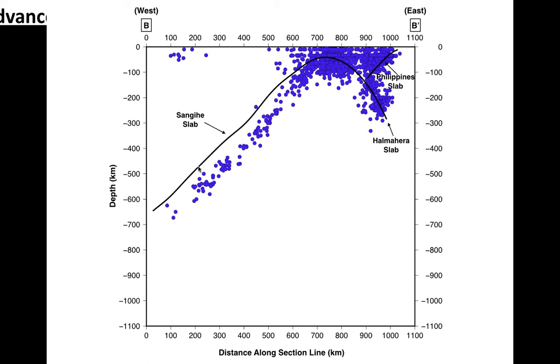So clearly the greater length of the Songi slab is indicative of its greater age compared to the Halmahera slab. Subduction of the Songi slab began approximately 20 million years ago, whereas subduction of the Halmahera slab began approximately 10 million years ago, following the collision of the Australian continental margin with the Sunda Shelf. And it's also very clear that it's a very seismically active region.